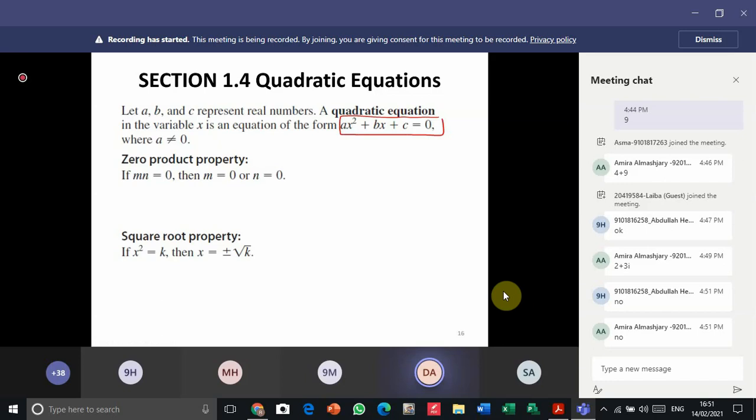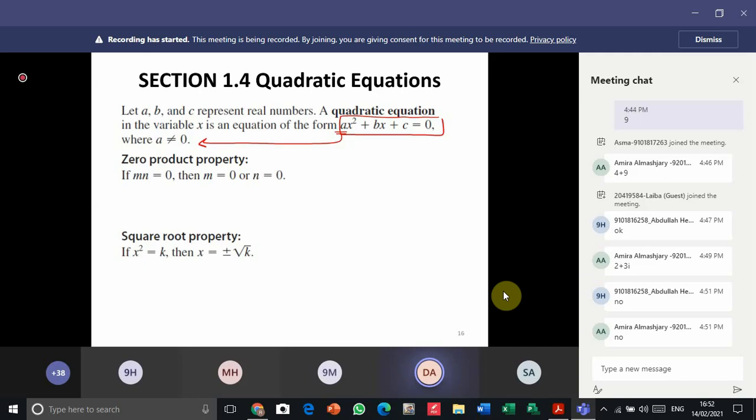And of course, a must not equal 0, because if a equals 0, we don't have x squared, we have x. This is linear, not a quadratic equation. Okay, b we can put as 0, we can put c as 0, no problem, but a must not equal 0.